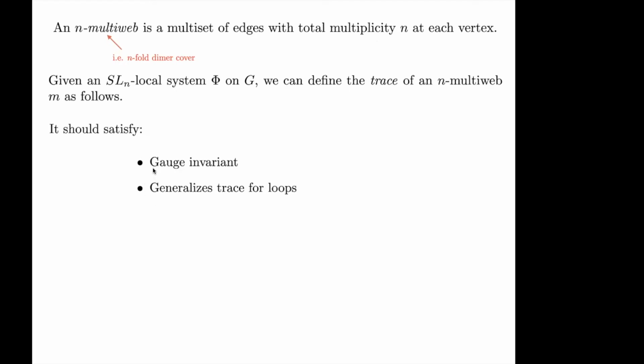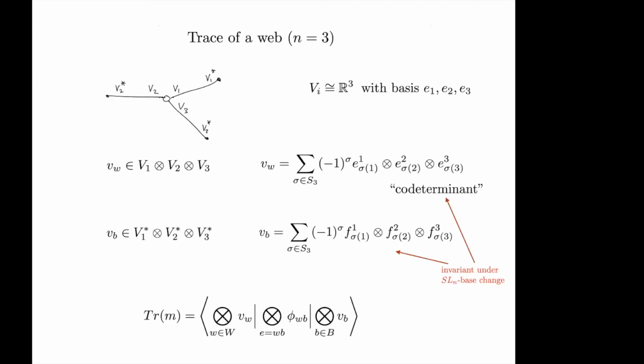It should be gauge invariant. That is, if I change the basis at one of my vertices, the trace should not change, and it should generalize the trace for loops. And well, of course, I could have written a bunch down. It should have some tensorial definition. So here's the definition. And let me just give the definition for n equals 3 because it's easy to generalize from this case.